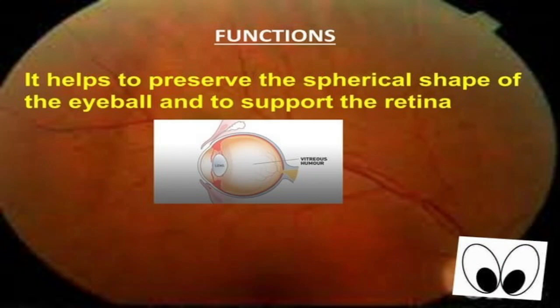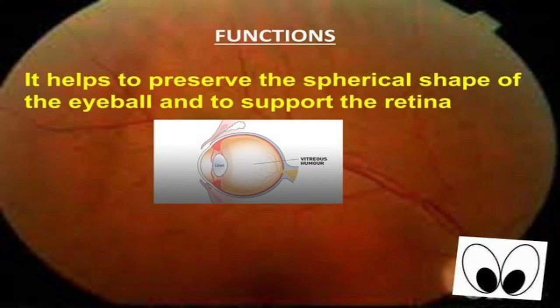Transmitting light. Vitreous humor plays a crucial role in transmitting light to the retina, where it is converted into electrical signals that the brain can interpret as a visual image. It also provides nutritional support. The vitreous humor provides essential nutrients such as oxygen and glucose to the retina. Another function is to act as a shock absorber, protecting the eye from damage caused by sudden impact.